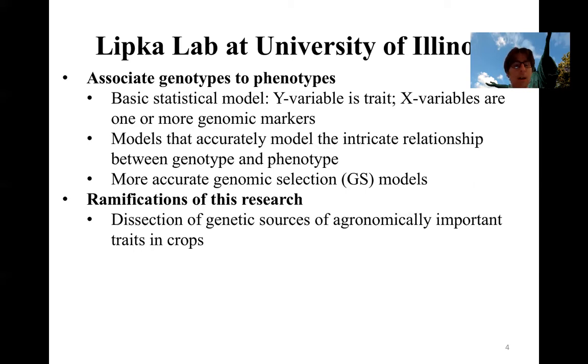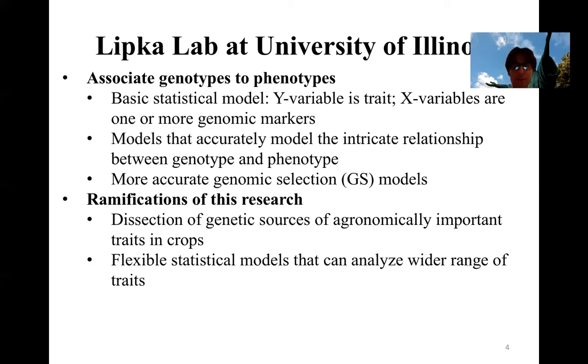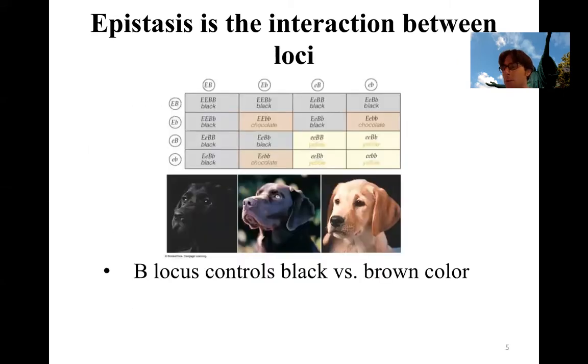Briefly, genomic selection is utilizing the entire genome information to predict phenotypes, and that can substantially speed up the breeding cycle. Some ramifications of the statistical models are that we can identify genes. We can characterize the genetic makeup of agronomically important traits. And we can develop more flexible statistical models that can analyze a wider range of traits, be it survival, or discrete traits such as lodging and not lodging. And as I already briefly mentioned, these statistical models can help us reduce breeding cycles. And so that's why we go into this jargon, and that's why we do all this stuff.